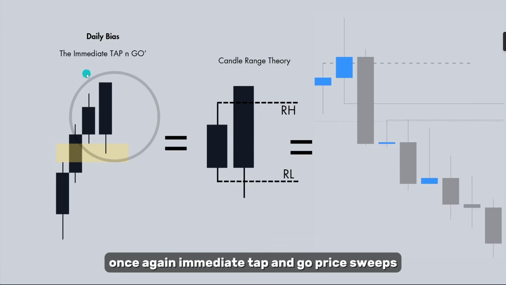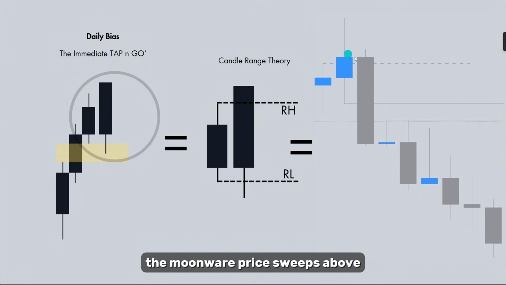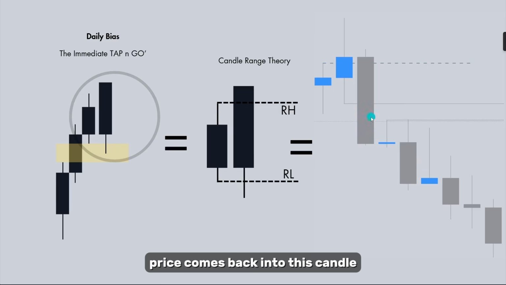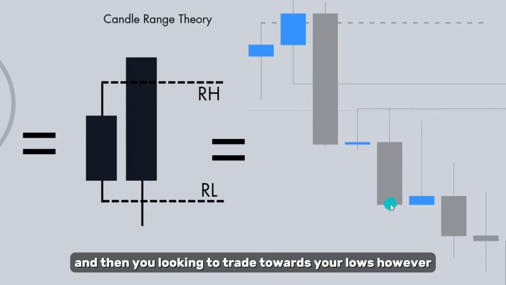Okay, once again, immediate tap and go. Price sweeps. Even having a tap into FVG is even more confidence. However, as you can see with this daily movement, you're then able to take advantage of both the move where price sweeps above and then looks to impulse lower. With this candle close, price comes back into this candle and then pushes down lower. Now the next candle sweeps this candle high and then you're looking to trade towards the lows.